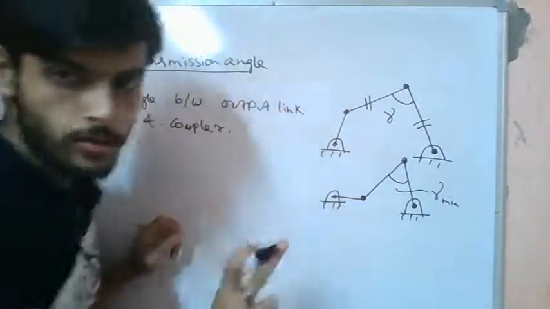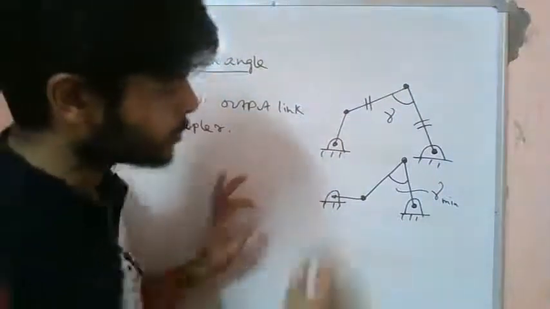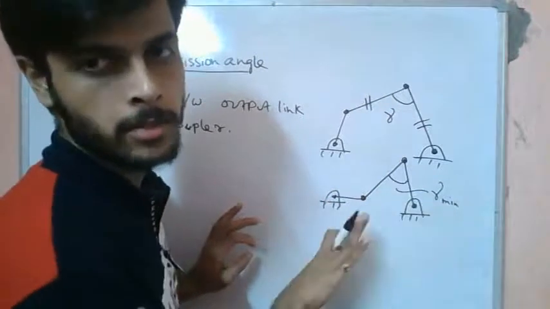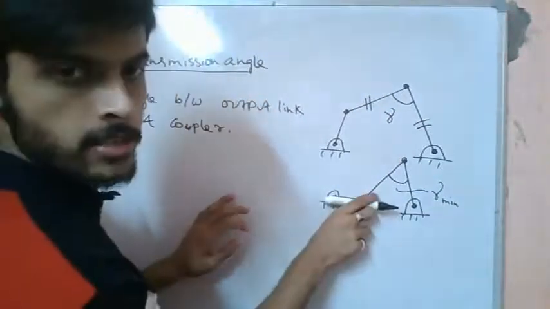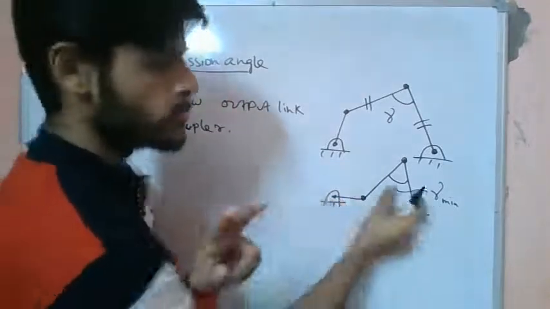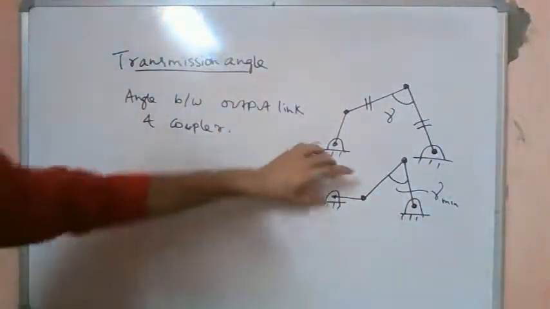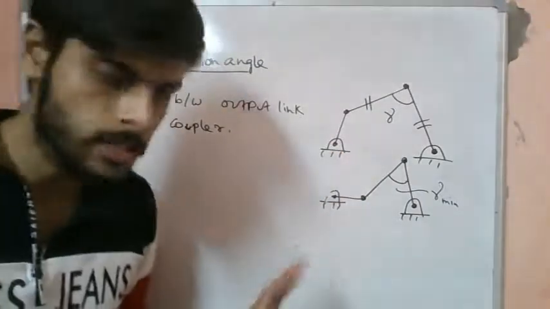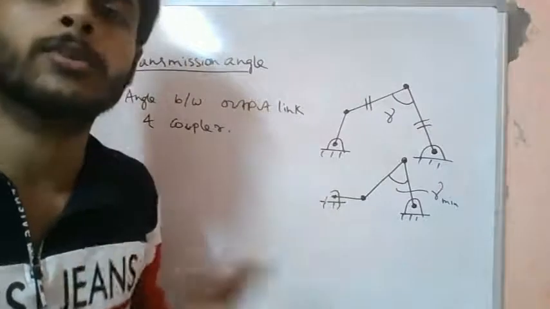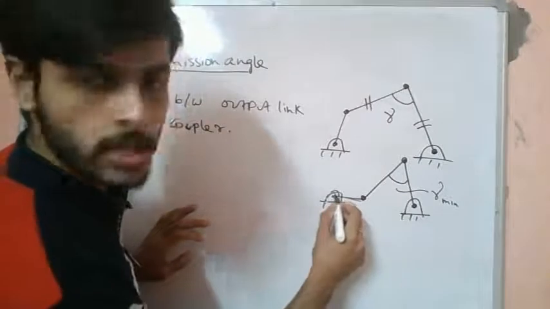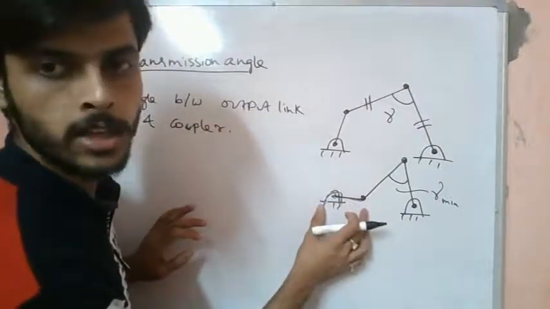So for a Grashof chain, when the crank becomes horizontal, the transmission angle will become maximum or minimum. The crank can be horizontal like this, or like this. These are the two extremes when the transmission angle will be maximum and minimum. Why? Because for a Grashof chain only the crank can perform a complete rotation. For a non-Grashof chain, this input link cannot perform a complete rotation, so this configuration cannot be reached.